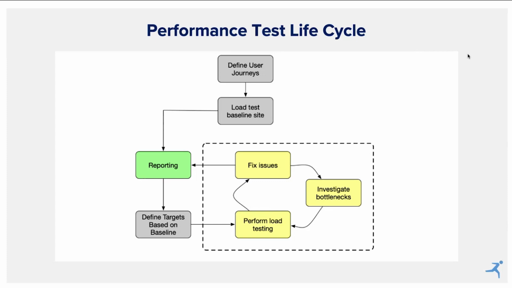So once we understand these bottlenecks, the next step is to implement the corrective actions so that these issues can be resolved. This could be various things like optimizing the code or improving the database indexing or even adding more resources to the environment. So this cycle of fixing the issues, running the tests will continue until we meet the set performance targets. Now let's take a step back and see how we identify these issues.